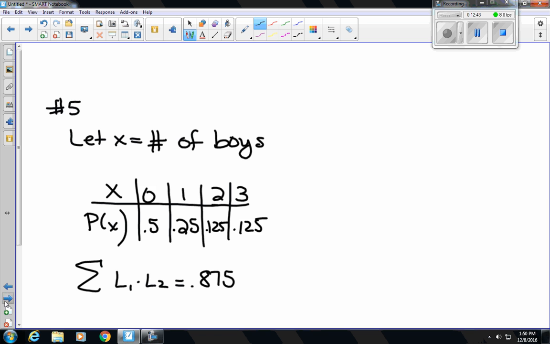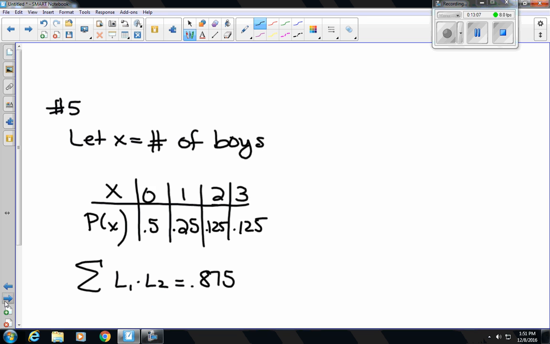Now, can I convert that to a percent? No, it's expected value of the number of boys, so this is a discrete value. So it's not something I can move the decimal and turn it into a percent.